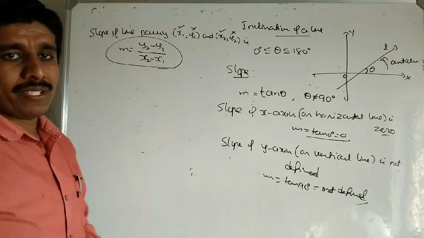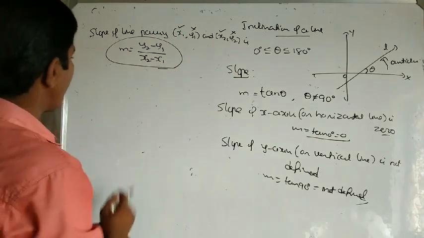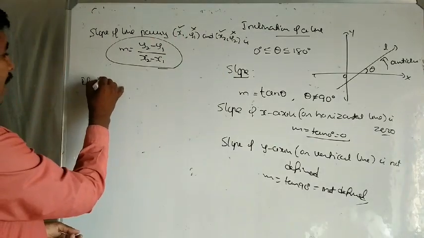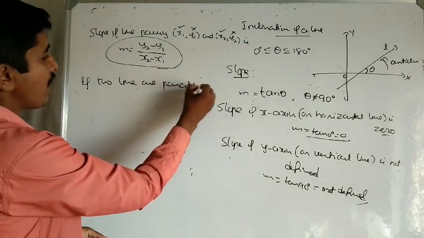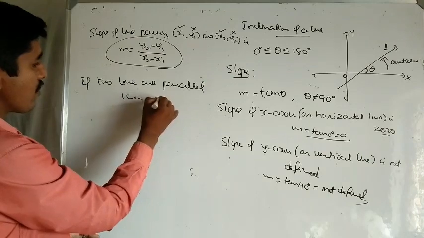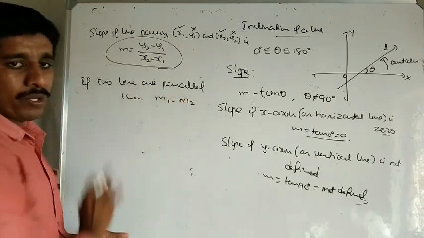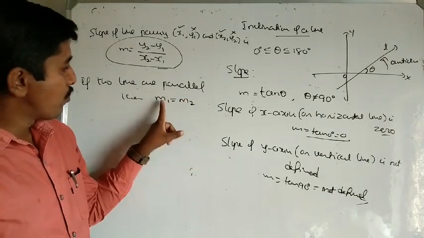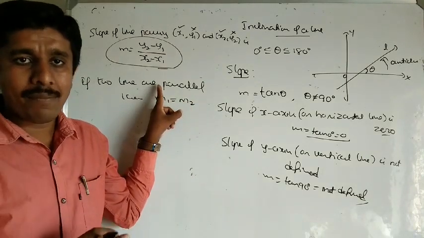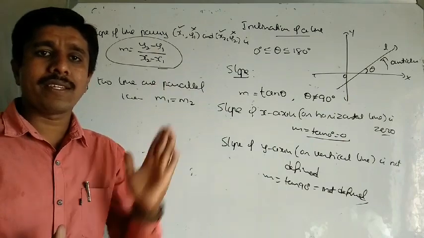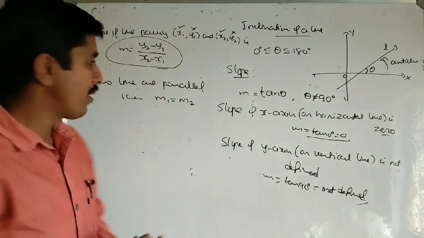We have proved in the previous class. Next, if two lines are parallel, then what about their slopes? Slopes are equal, m1 equal to m2. If two slopes are equal, then the lines will be parallel. Mind it, if two lines are parallel, clearly their slopes are equal.